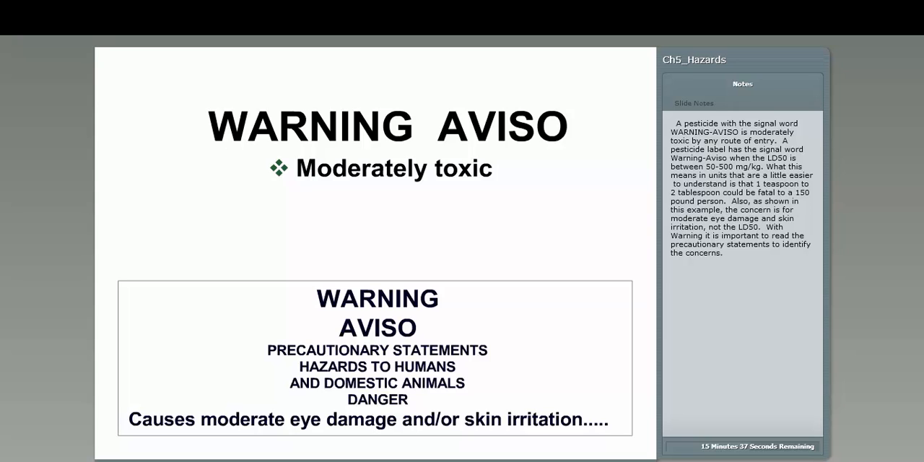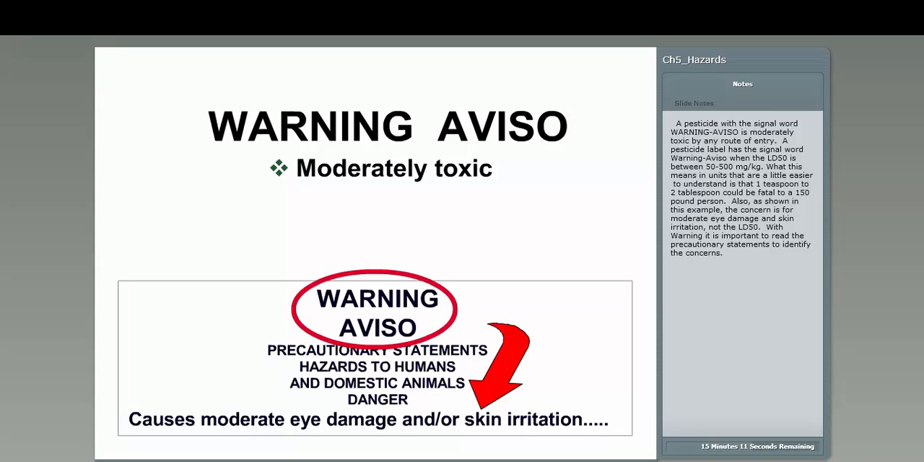A pesticide with the signal word warning, aviso, is moderately toxic by any route of entry. A pesticide label has the signal word warning, aviso, when the LD50 is between 50 and 500 milligrams per kilogram. What this means in units that are a little easier to understand is that 1 teaspoon to 2 tablespoons can be fatal to a 150-pound person.